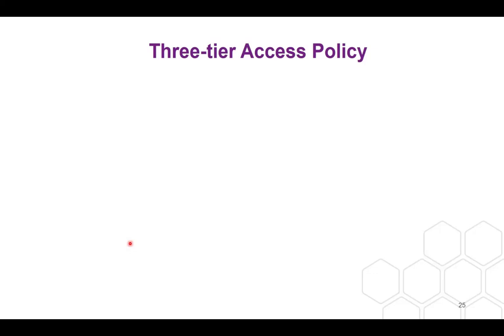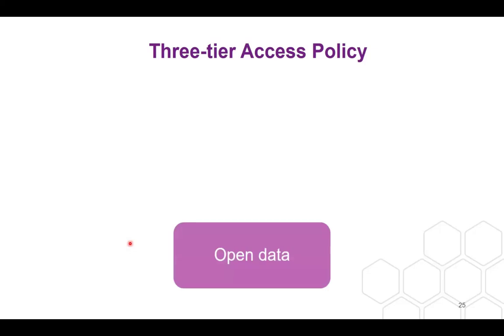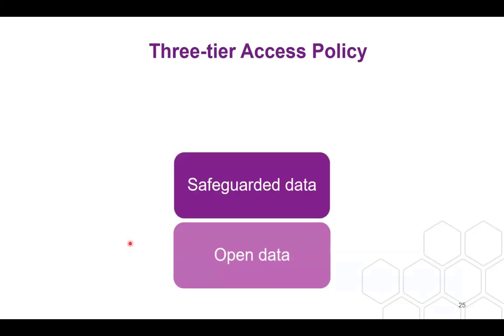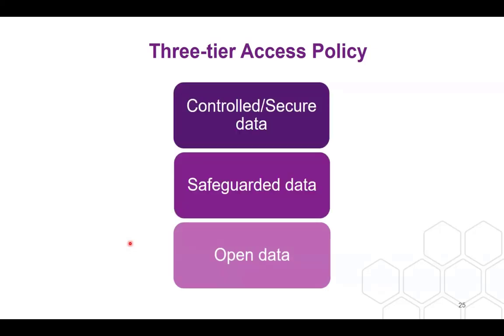In the UK Data Service, we provide access to data via the three-tier access policy. This is open data, safeguarded data, and controlled data, often referred to as secure data. It's important to note that the UK Data Service provides the different levels of access as agreed with the data owners. We do not own any of the data we provide. The data are deposited through us, and we are allowed to disseminate them for secondary research.